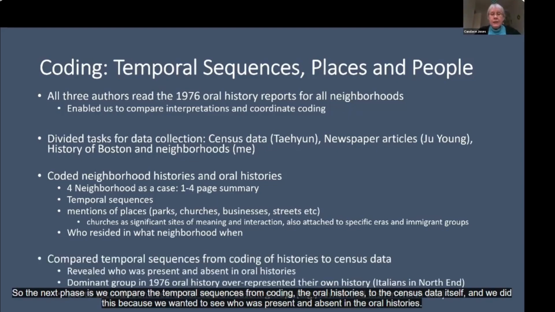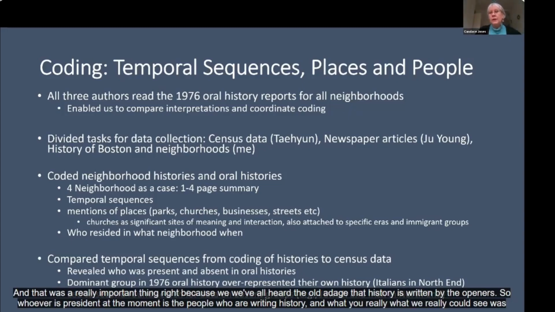So the next phase is we compare the temporal sequences from coding the oral histories to the census data itself. We did this because we wanted to see who was present and absent in the oral histories. And that was a really important thing, right? Because we've all heard the old adage that history is written by the winners. So whoever is present at the moment is the people who are writing history.